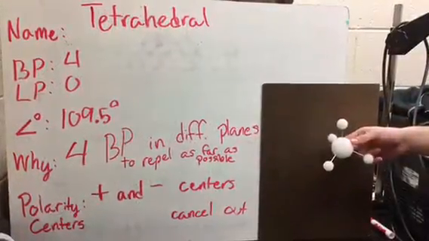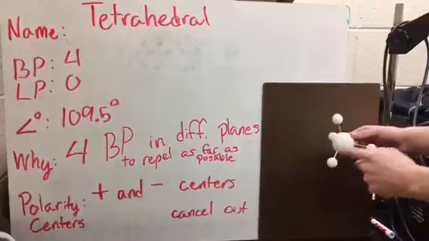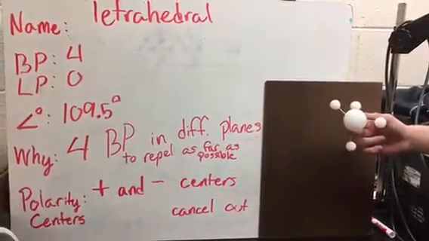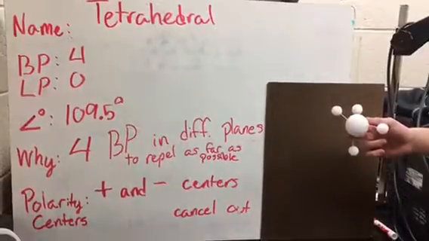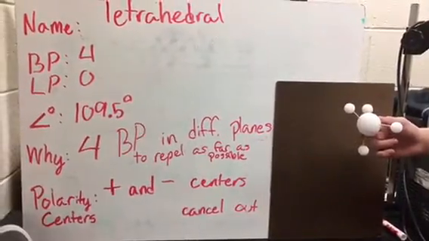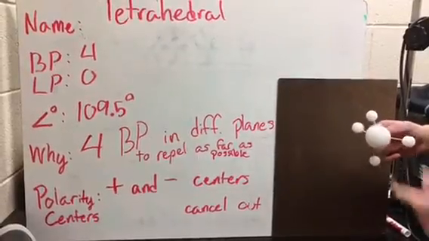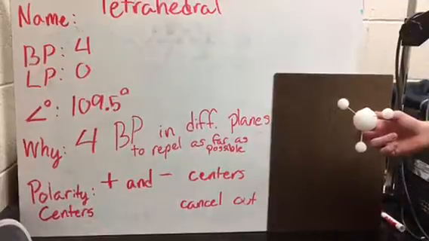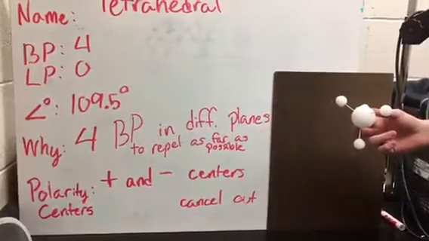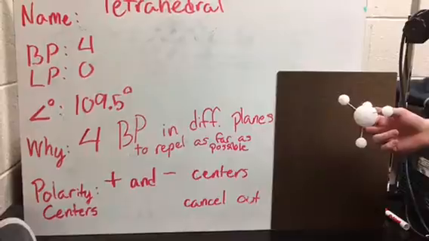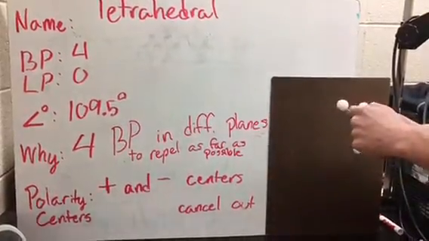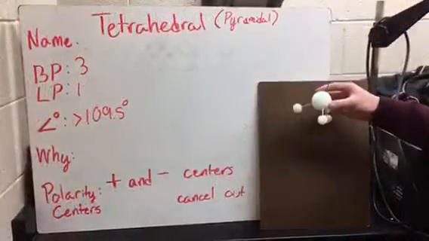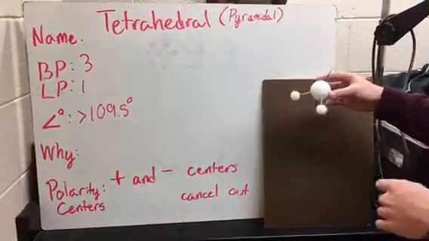This is the tetrahedral. It has 4 bonded pairs and no lone pairs. Each angle in between the bonded pairs is 109.5 degrees. It's called the tetrahedral because there are 4 bonded pairs, and they're on different planes. Because if they're on the same plane, then it wouldn't be as far. They wouldn't be able to repel as far as possible. And it's not polar because the positive and negative centers for each one meet in the middle, and it cancels out too.